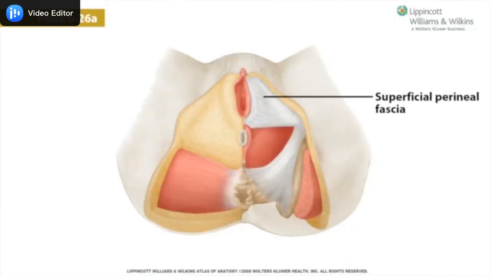Superior to the skin is the superficial perineal fascia, often referred to by the eponym Colles fascia. This layer is continuous with the dartos fascia of the penis, scrotum, and labia majora, and with Scarpa's fascia in the abdomen.